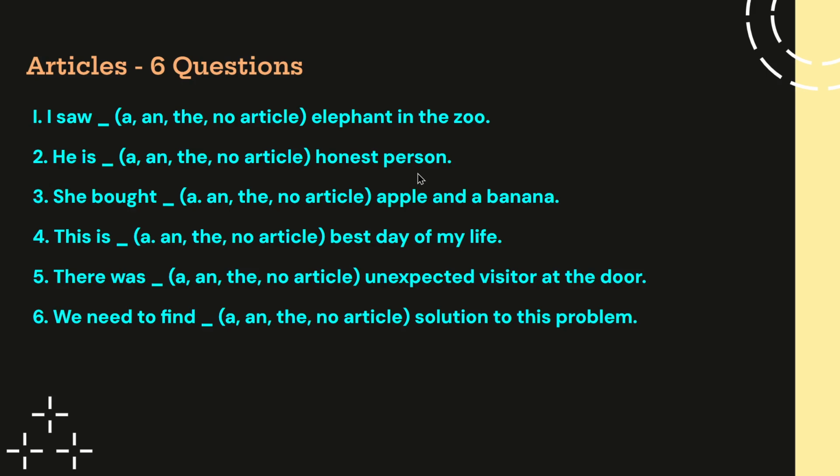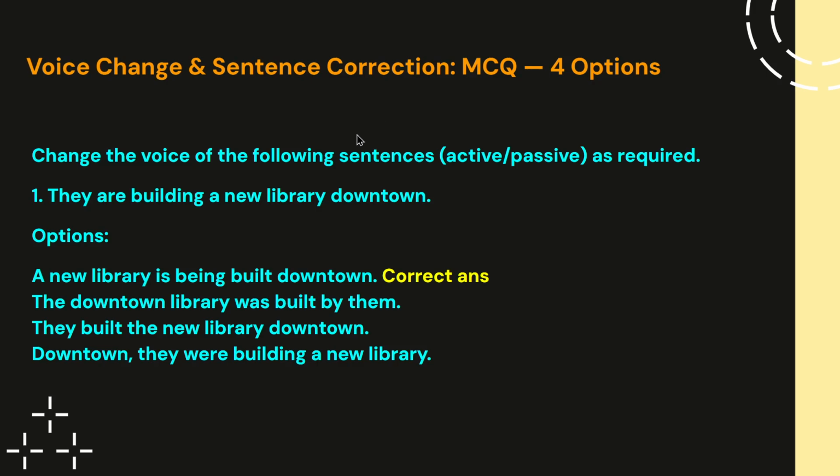The simple trick is if the first letter of the next word is a vowel, then use an, and if the next word's first letter is not a vowel, that is a consonant, then use a. And if a particular place or particular point is targeted, such as she bought the apples and banana, likewise. And the next section comes here, that is voice change and sentence corrections.